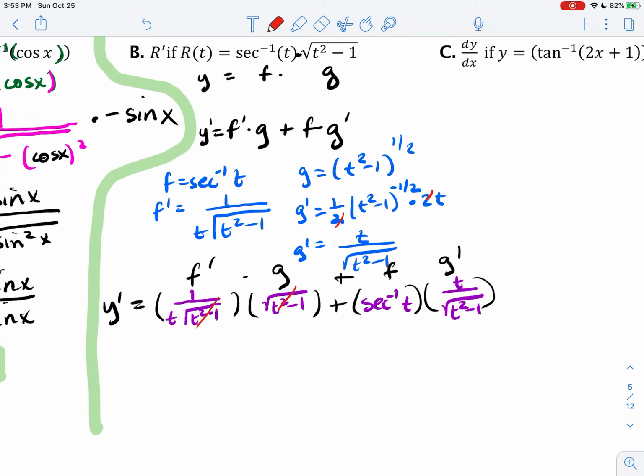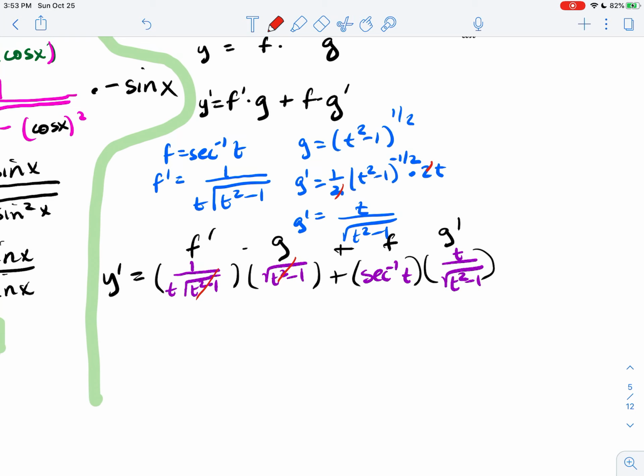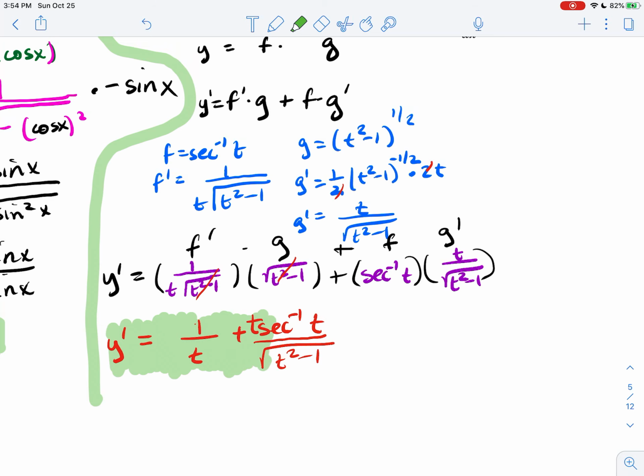We then want to clean things up, and in cleaning things up, I just see that my square root of t squared minus 1 cancels from the very first term, and so my final answer would be y prime is 1 over t plus the inverse secant of t, and I do want to put my t in the front there. Just make that a little neater. Over the square root of t squared minus 1. And that is my answer.